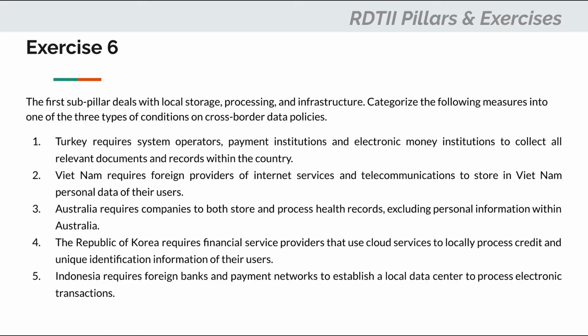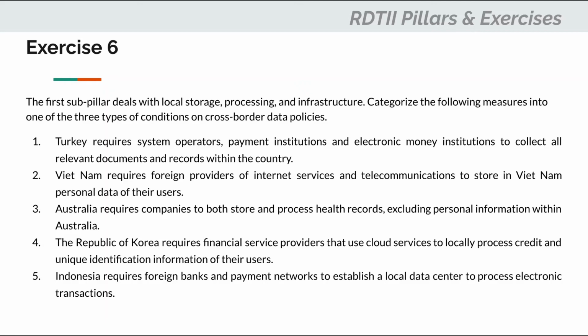Categorize the following measures into one of the three types of conditions on cross-border data policies. First, Turkey requires system operators, payment institutions, and electronic money institutions to collect all relevant documents and records within the country. Second, Vietnam requires foreign providers of internet services and telecommunications to store in Vietnam personal data of their users. Third, Australia requires companies to both store and process health records, excluding personal information, within Australia.